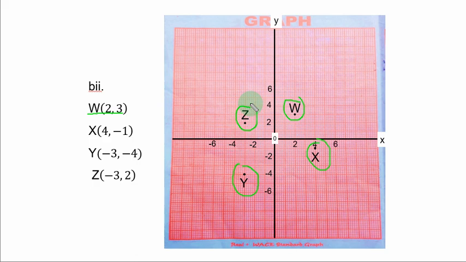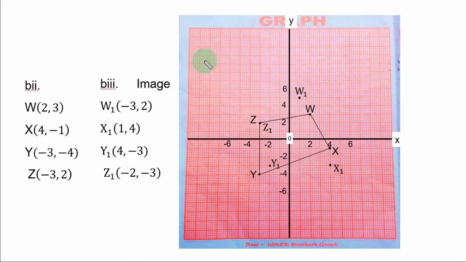So we get the quadrilateral by joining the points together. From Roman figure 2, you have joined all the points together and you have the quadrilateral. Then Roman figure 3, you are to form the image. You also plot, but remember the rotation is anticlockwise, so we simply interchange the position of 2, 3 to minus 3, 2 because of the anticlockwise rotation.